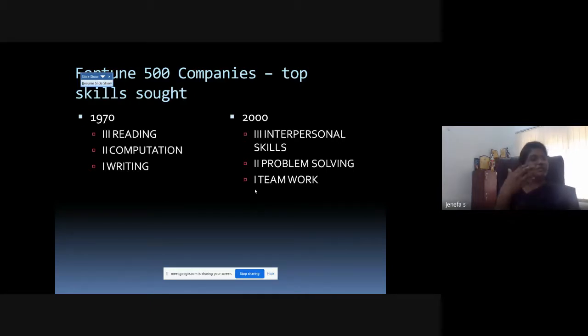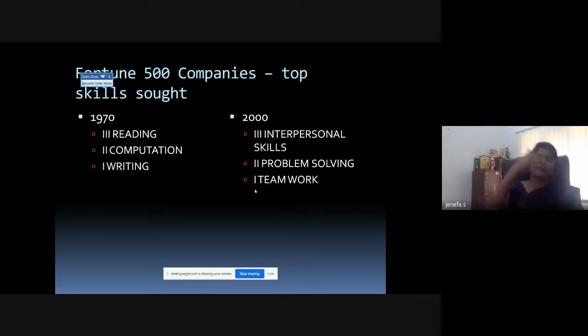Their visual culture and visual dynamics will be more than all of us. Okay, and then the second is computation. Earlier, in the 1970s, computers were only just introduced, and it was very new. Earlier it was typewriting, right? Typing skills, right? So computation was very much mandated, and the first is writing.